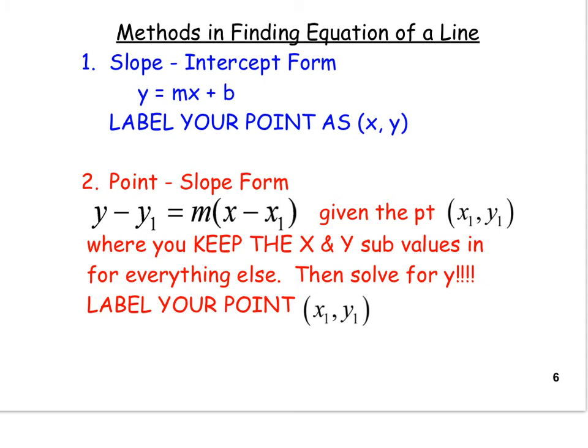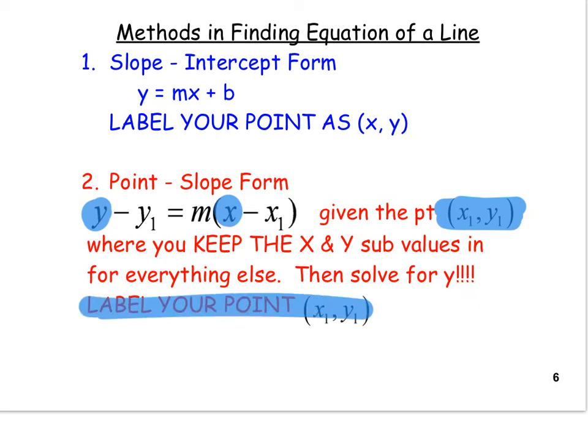Then the next one that you're going to have is what we call the point-slope form. The point-slope form is y minus y1 is equal to m times the quantity x minus x1, where x and y stay, these values stay, and everything else turns into numbers. So the first y and the first x stay, and y1 and x1 and m all turn into numbers. This time you're going to label your point as x1, y1, and that is very, very important in this one.